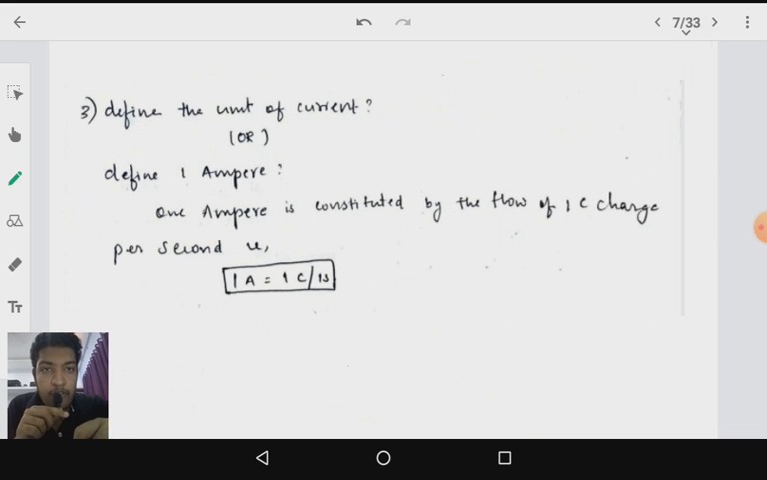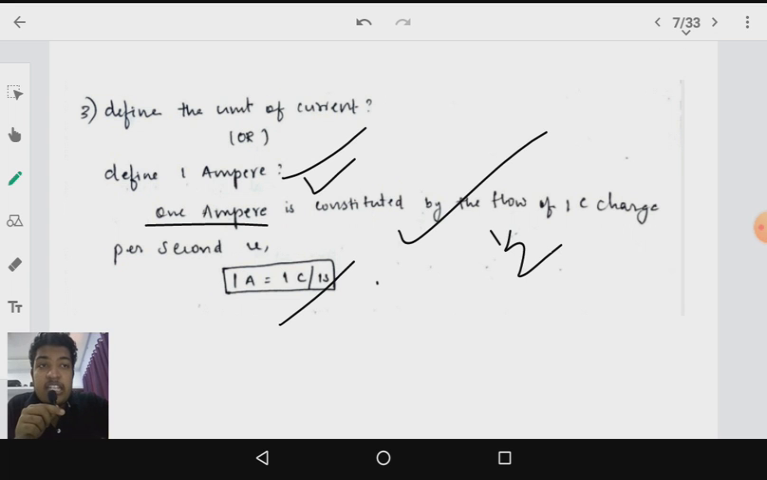Define the unit of current, or it can also be asked as define 1 ampere. 1 ampere is defined as the current which is constituted by the flow of 1 coulomb charge per second. So for this you will get half mark, and for this you will get half mark. 1 ampere is equal to 1 coulomb divided by 1 second. It is again a 1 mark question.